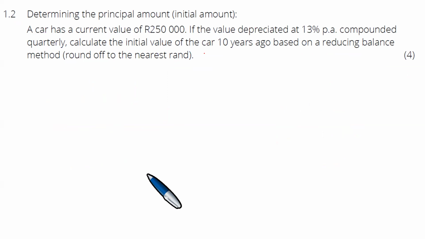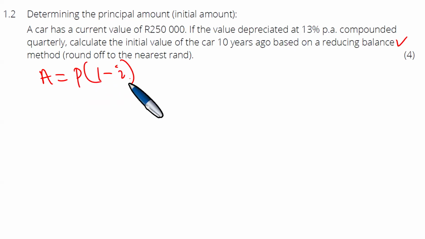A car has a current value of 250,000 Rand. If the value depreciated at 13% per annum compounded quarterly, calculate the initial value of the car 10 years ago based on a reducing balance method, rounded off to the nearest Rand. Because this depreciated on a reducing balance, we use the formula with a minus. Reducing balance with compound interest means that you're going to use 1 minus i to the nth power.